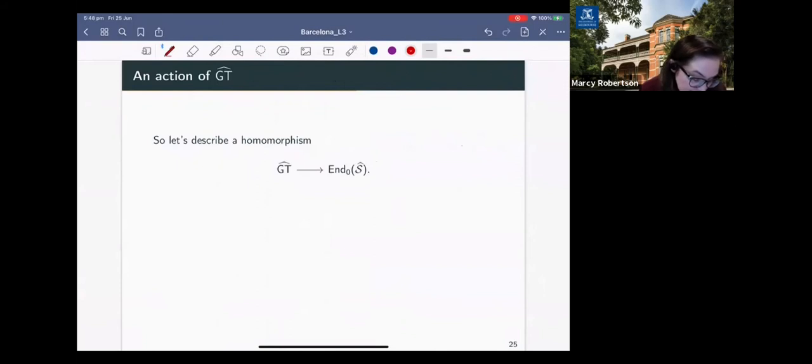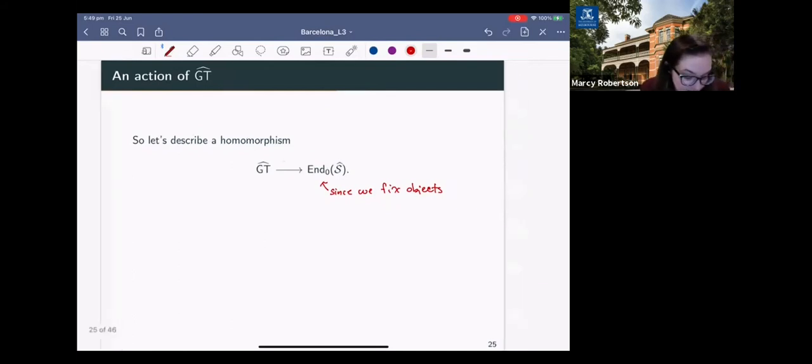So I need to give you a homomorphism from GT to these endomorphisms that fix objects of the groupoid, of this operad in groupoids. Okay? Since I'm fixing objects, all I really have to do, I'm going to have a particular object, so I don't need to tell you what GT does on objects. I want to tell you what GT does on the elementary morphisms. And we're down in genus 0.